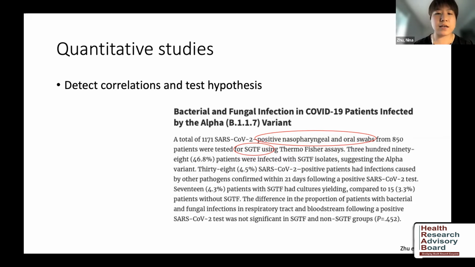And then the third thing is we tested for any correlation. In this study, we didn't find any significant correlation from a statistical perspective. So we concluded that there was no significant difference in the possibility of a patient getting a bacterial infection, whether they were infected by the COVID alpha variant or the wild variant. So this is an example of using numeric data to detect correlation and test hypotheses.